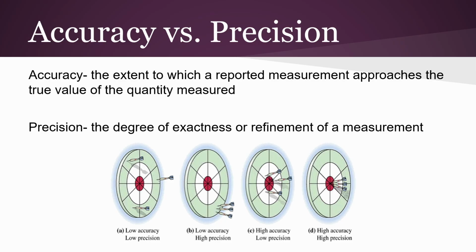On the second, the shots are tightly grouped, but they're super far away from the center, so the precision is high because they're grouped, but the accuracy is low because they're not at the bullseye, which is what we're shooting for. The third one, the shots are spread all around the center, so they're highly accurate because they're at the center, but they're not very precise because they're all around, they're not grouped up.